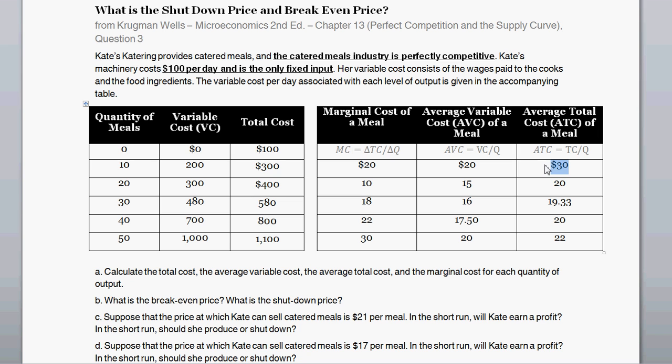It's simply what are the total costs to produce this quantity. So if this catering company produces 10 meals, then on average, each one of those dishes that they serve is going to cost $30. Similarly, if this firm produces 20 dishes, what's the average cost of each dish that it actually hands to a customer?